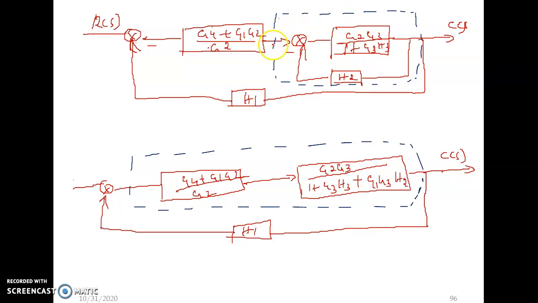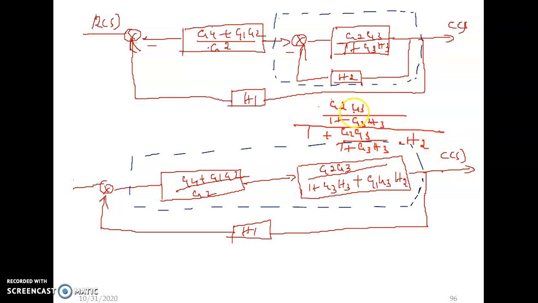Now in the next step you can see this is a minor feedback loop. So we can reduce this minor feedback loop where G is G2 G3 by 1 plus G3 H3 and H is H2. So I can write this as G2 G3 divided by 1 plus G3 H3 divided by 1 plus G2 G3 by 1 plus G3 H3 into H2.